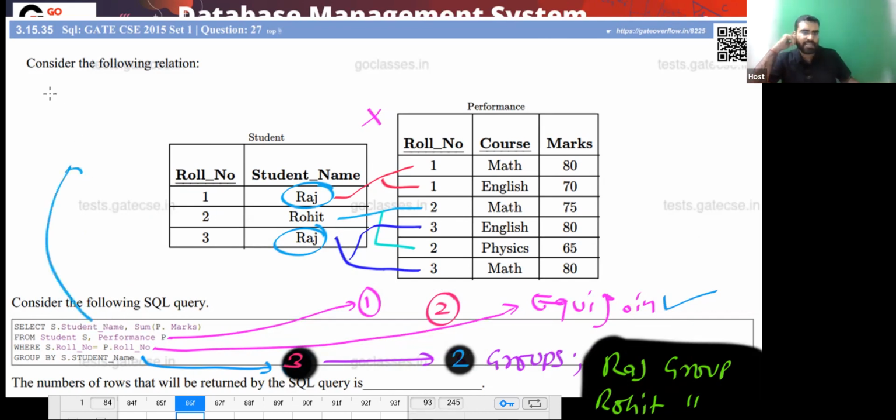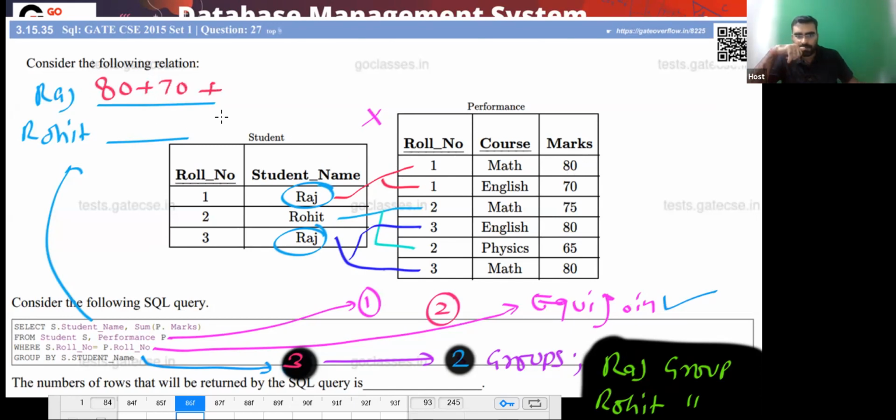Okay, after that you are finding a student name, like how many marks this Raj got, and how many marks this Rohit got. So what is the summation of marks? You can notice how many marks Raj got: 80 plus 70 plus 80 plus 80.